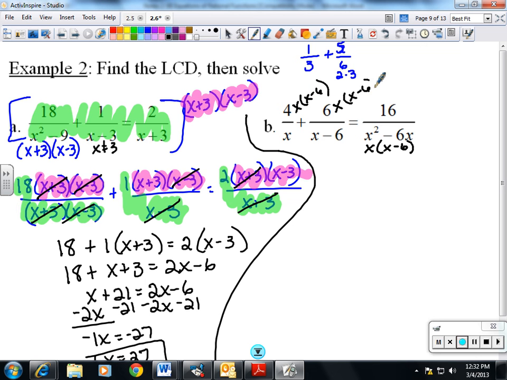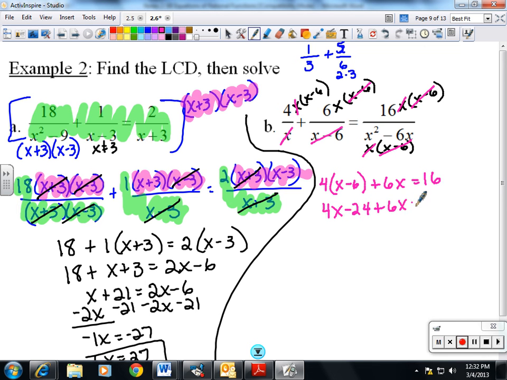I hope that doesn't stress you out. Instead of having to rewrite the whole thing, I'm just putting it on the top. And then you cancel what's the same. Well, that's the same: the x minus 6's. So what's left? Well, I have 4 times x minus 6 plus 6x equals 16. So that'd be 4x minus 24 plus 6x equals 16. That's 10x minus 24 equals 16.